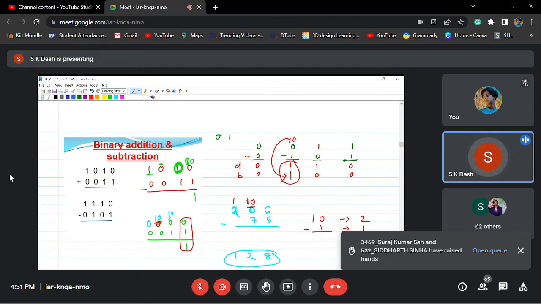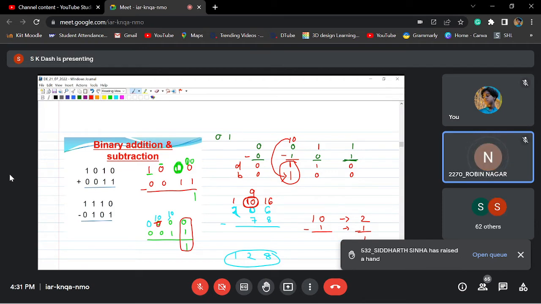Out of this 10, borrow will go to this. When borrow will go to this, what will happen? This will become 16, and this will be 9. Yes, this will become 9. This is the point now. Okay, what happens? Out of 10, how much goes to this? 1 goes to this. So 10 minus 1 is how much? 9. Okay. So now we can verify: 16 minus 8, 8; 9 minus 7, 2; 1 minus 0, 1.